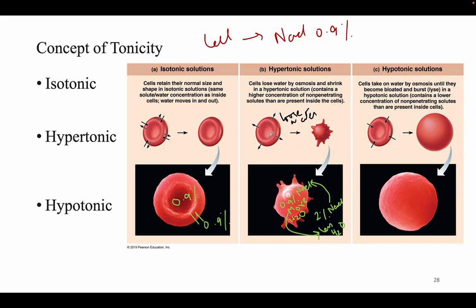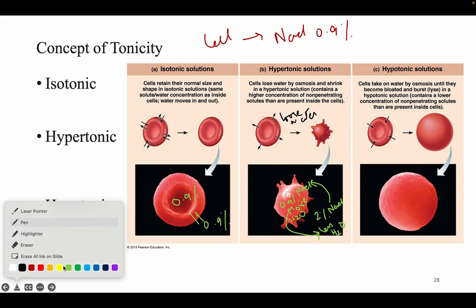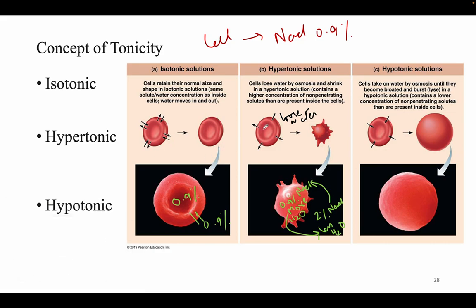All right, so again, the cell itself has 0.9% NaCl, and you're putting it in a hyper concentration, which is, suppose, 2%. It can be anything, I just gave you an example.